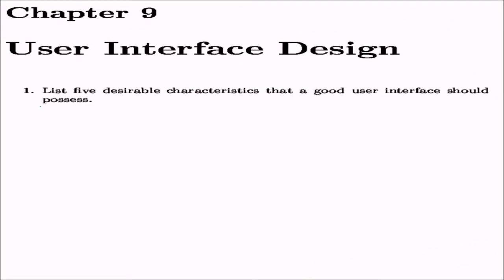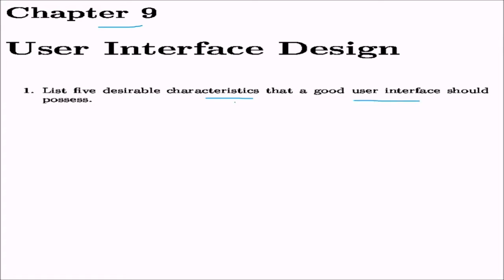So today we are going to see the questions and answers of chapter 9 of Dr. Rajiv Mall's book, which is User Interface Design. First is: list 5 desirable characteristics that a good user interface should possess.